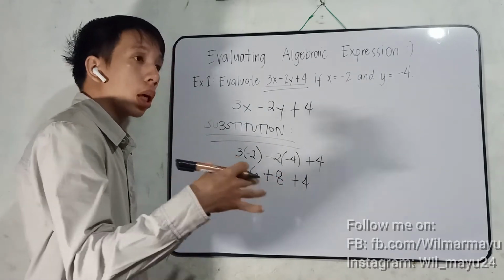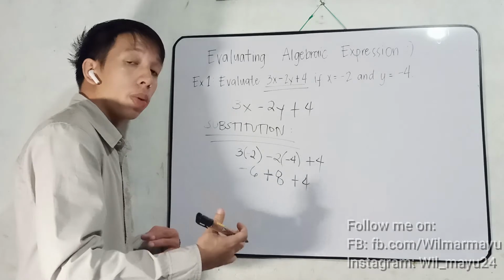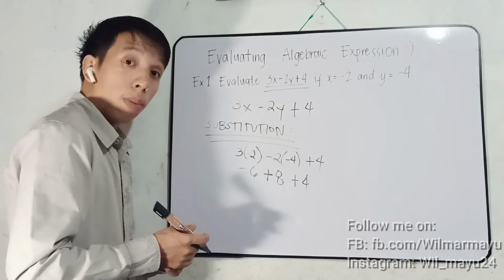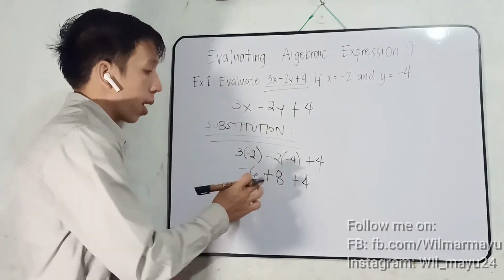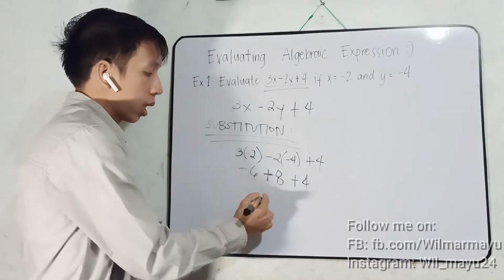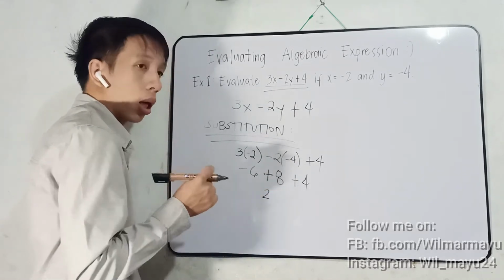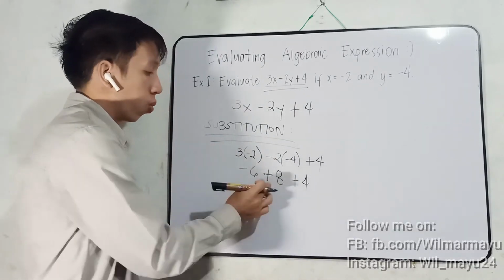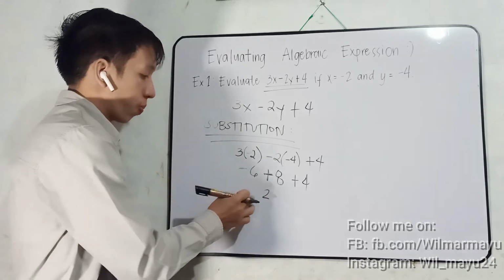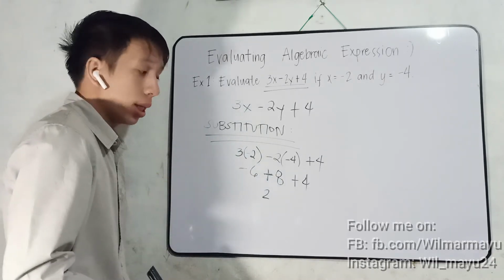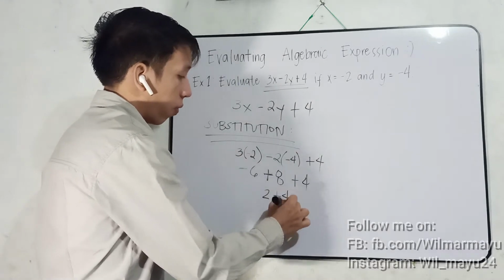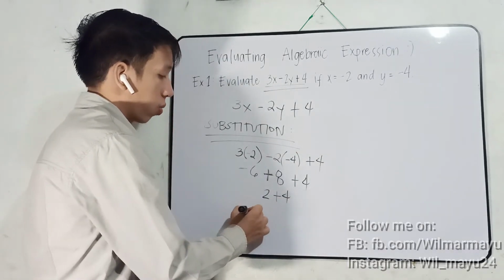Sabi natin, if magkaiba ng sign, then addition ang pinaperform, ang gagawin natin ay ipa-minus natin, right? So, minus natin, 8 minus 6 is equivalent to 2. Then, copy the sign of the higher number, which is positive. So, positive 2, right? Plus 4 is equal to 6.